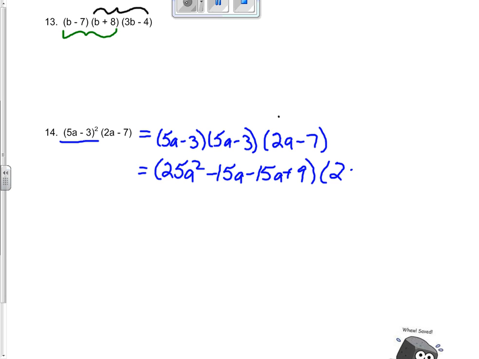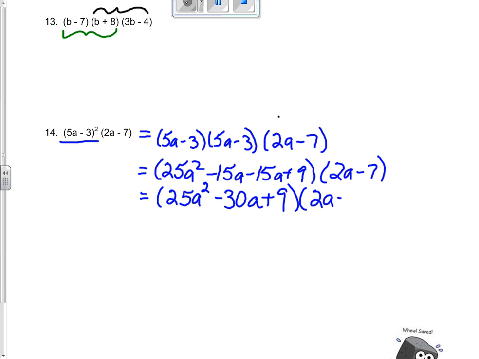Bracket, write the 2a minus 7 again. Tidying up that first bracket, because I have an extra term, I can combine that. Minus 15a and minus 15a is minus 30a plus 9. 2a minus 7. I've got a trinomial multiplied by a binomial. I make sure that I multiply the 25a squared with both things in the second bracket. 25a squared times 2a would be 50a cubed.